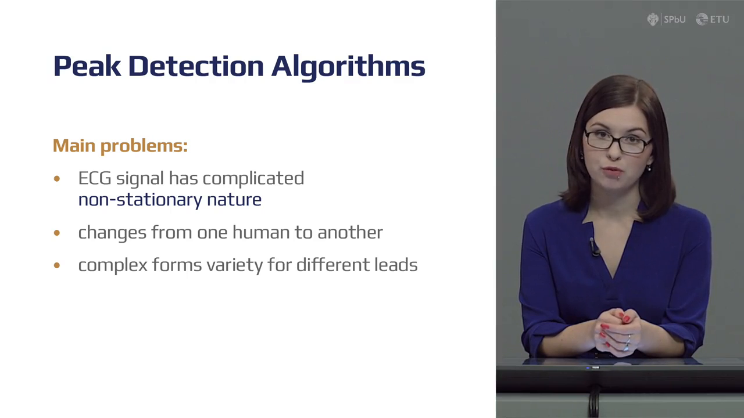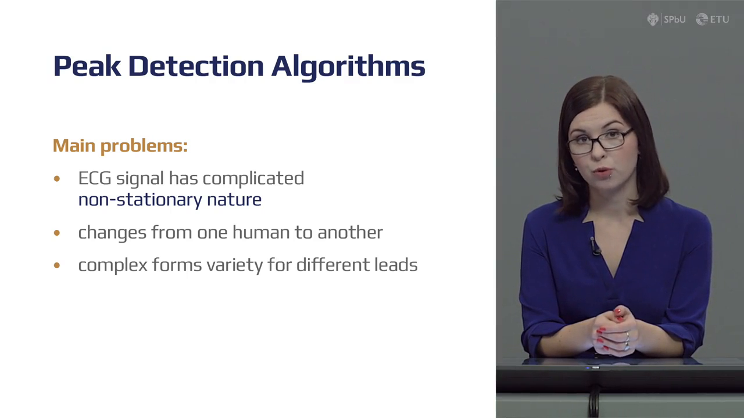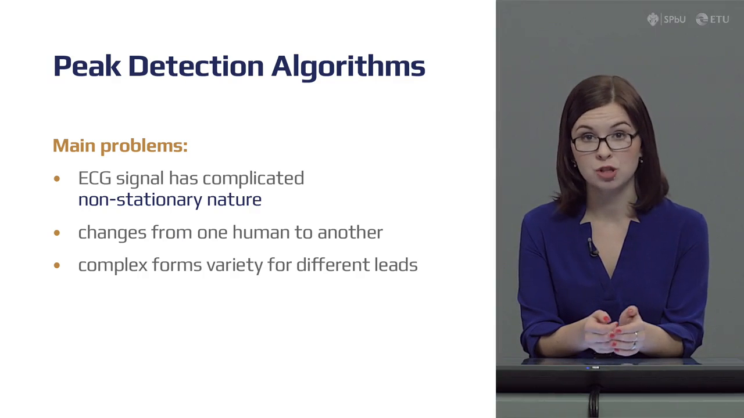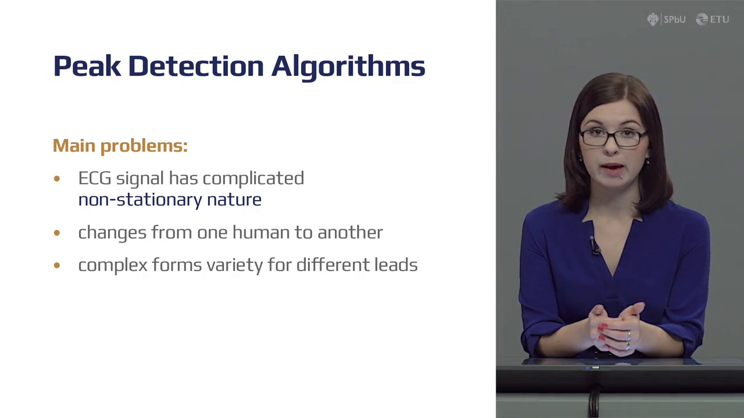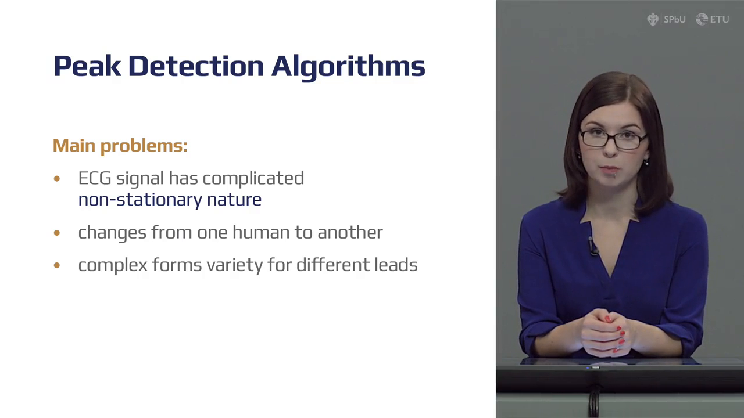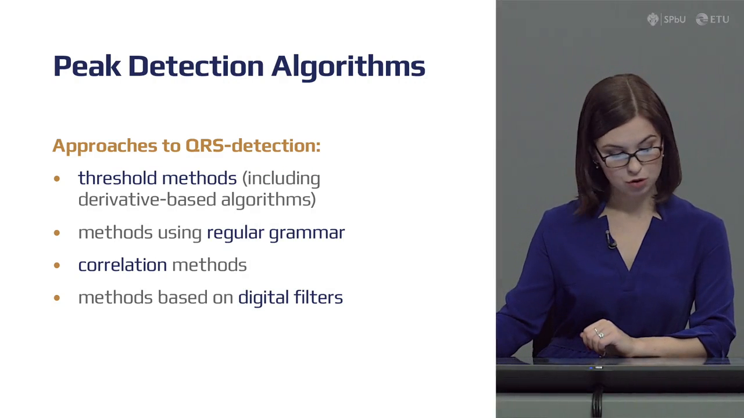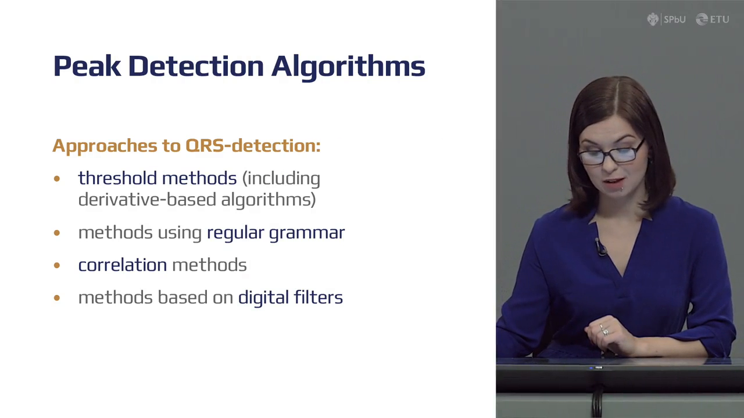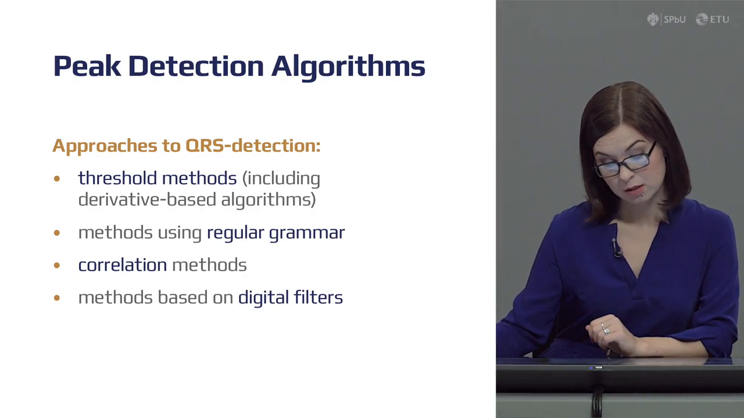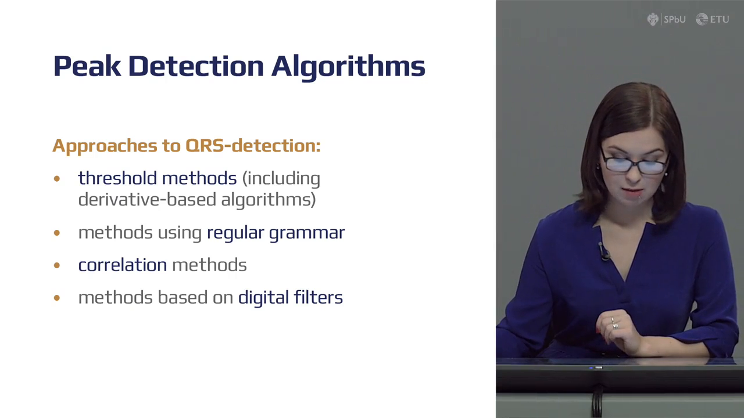Moreover, the complex form varies in different ECG leads. The detection of the QRS complex is the most substantial task in automated ECG signal analysis. Once the R peak has been identified, a more detailed parsing of the ECG signal is possible. There are four main approaches to QRS detection: threshold methods, including derivative-based algorithms, methods using regular grammar, correlation methods, and methods based on digital filters.